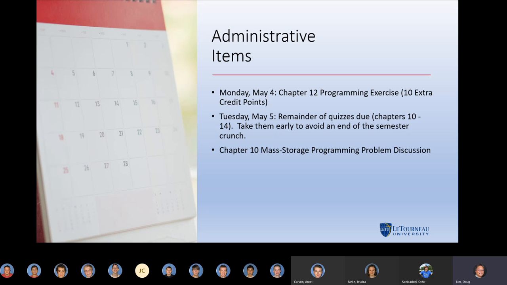And then Tuesday, the day before our scheduled final, the remainder of the quizzes are due, and that's chapters 10 through 14. Please take them as early as possible so that you don't get a mad crunch at the end. And again, that is part of being exempt from the final for this class: having no zeros, and finishing up those quizzes would be part of that. Also, you can go back and revisit assignments that you have zeros on and get partial credit for turning them in late and qualify for exemption of the final.